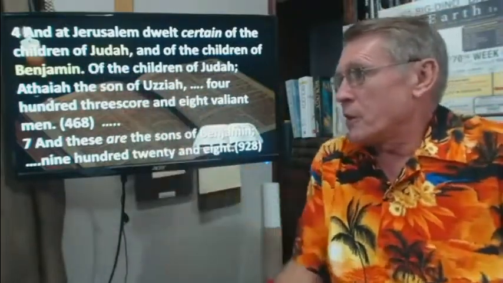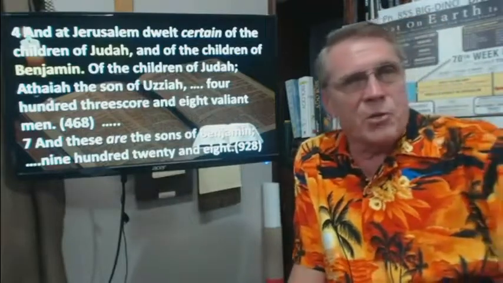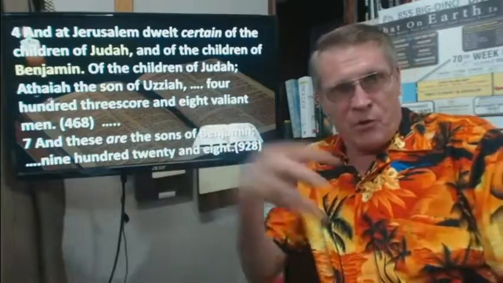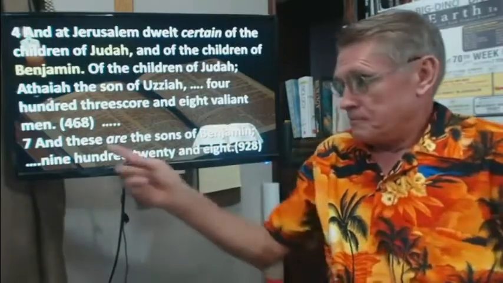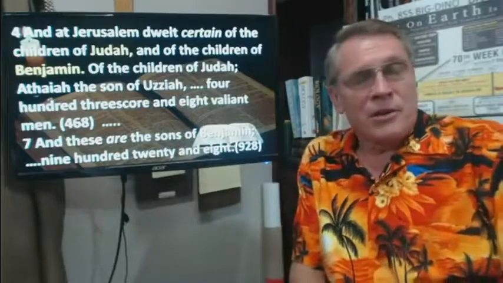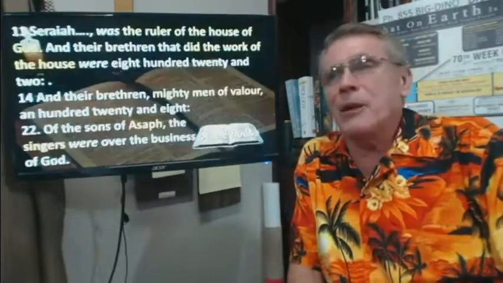So of the children of Judah and of the children of Benjamin, children of Judah, it's a bunch of hard names, 400, threescore, and 8. And score means 20, so threescore would be 60. 468 of them moved back to live in town. Now these are the sons of Benjamin, 928. They're coming back. They only had 600 when they nearly got wiped out.